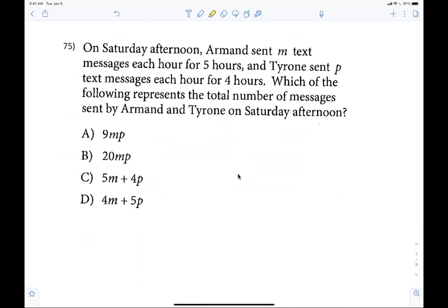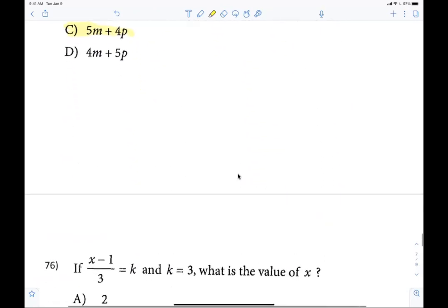On Saturday afternoon, Arnold sent M text messages each hour for 5 hours, and Tyrone sent E text messages each hour for 4 hours. Which of the following represents the total number of messages sent by Arnold and Tyrone on Saturday afternoon? Would it be 5M plus 4E? You are amazing. Thank you very much. So we're on a roll here. All right, next.